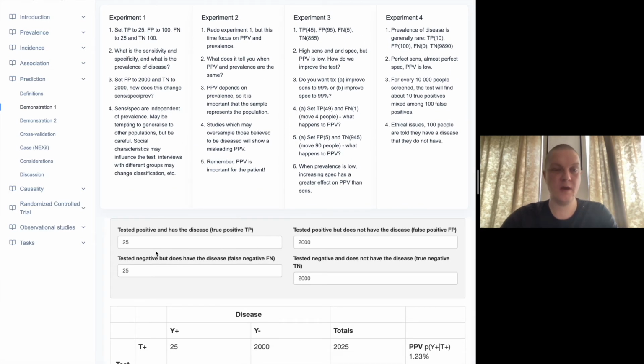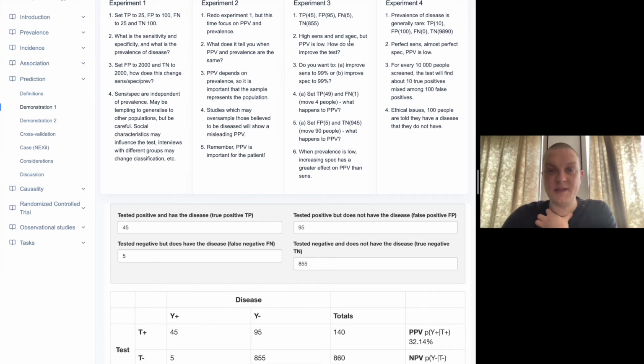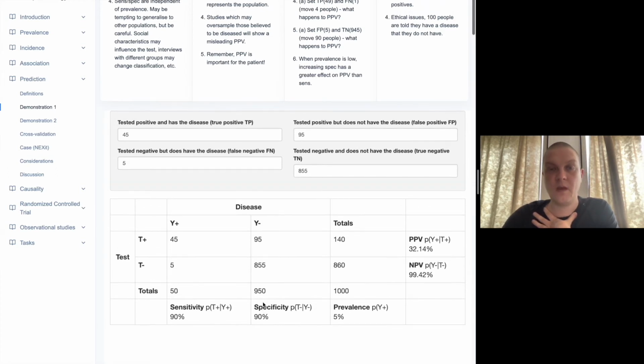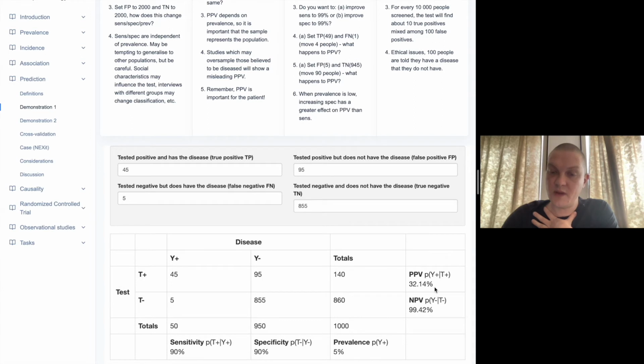Experiment 3 wants us to set this at 45, 95, 5, and 855. Let's look at the sensitivity and specificity. 90% sensitivity for this test and 90% specificity for this test. So pretty good. But the positive predictive value is quite low. The prevalence is 5% in the population.